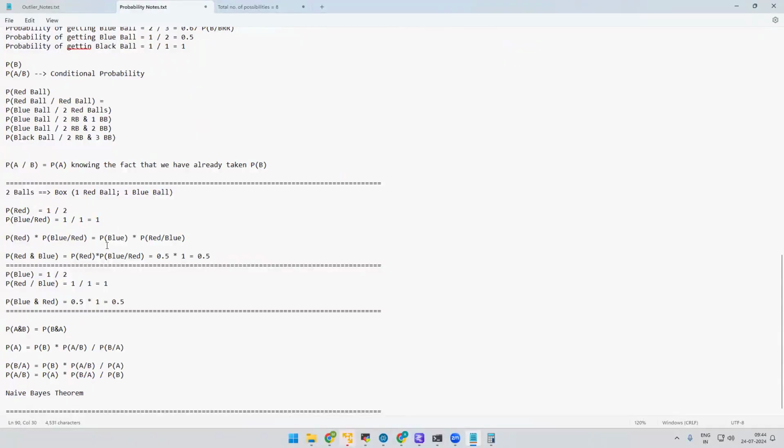All right. The next one is, let's say you have taken two balls. One is a red ball, another one is a blue ball. You have kept them in a basket. So what is the probability of getting a red ball?